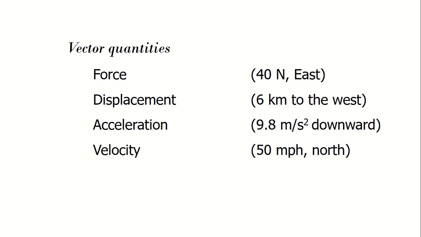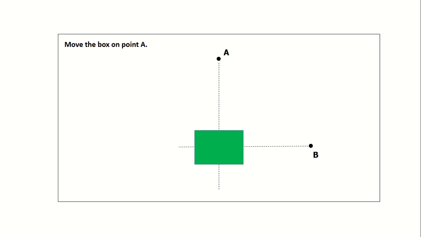Why is it important to include the direction when describing these quantities? For example, you want to move this green box to point A rather than point B. Point A is located along the north or along the y-axis, while point B is located along the x-axis. So in order to move the green box to point A, you need a force that is directed to the north. If you want to put your green box to point B, you need the force that is directed to the east.